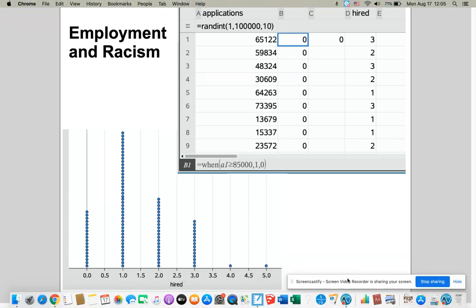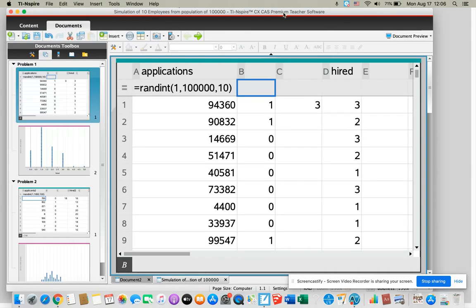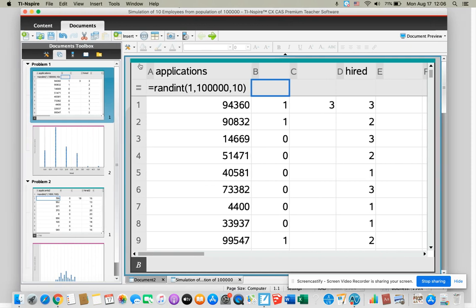There's a lot of talk right now. I mean, there's been talk for a long, long time, but there's a little extra talk right now about racism and that kind of thing, and hiring practices and stuff. So I thought, I'll do a little simulation about hiring practices. So I tried this first one. Let me actually pull up my TI-Nspire so you can see this. So this is where I did the actual simulation.